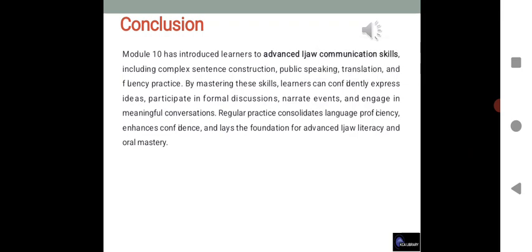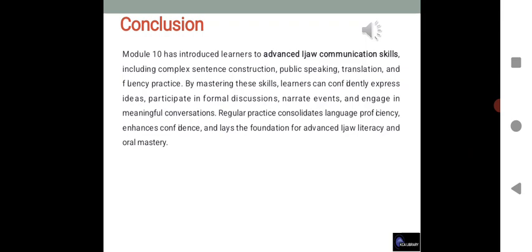Module 10 has equipped learners with advanced communication skills in Ijaw, focusing on complex sentence construction, public speaking, translation, and fluency development. These competencies enable learners to move beyond basic communication and engage in more structured, accurate, and expressive use of the language across different contexts. Through complex sentence formation, learners are able to link ideas logically and express more detailed meanings.